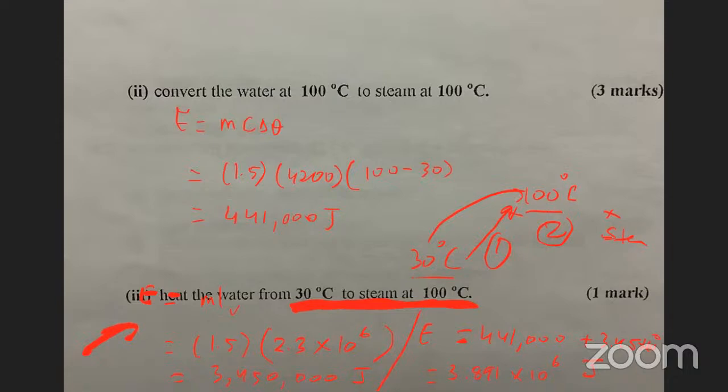10 to the power of what? 10 to the power 6. So just making sure, 3.89 by 10 to the 6. 3.89 by 10 to the 6 too.